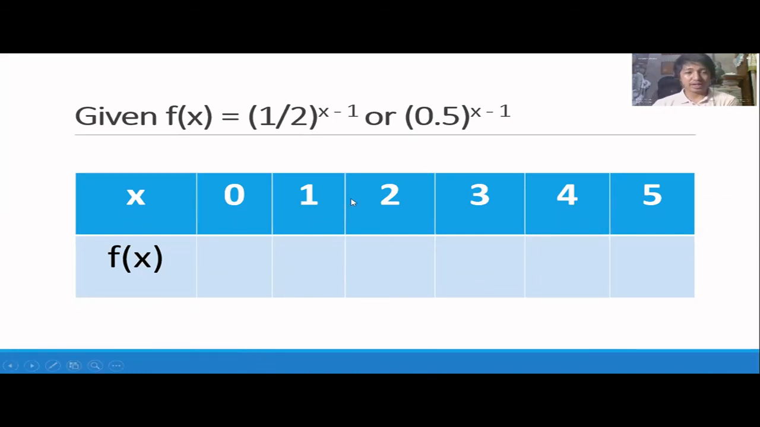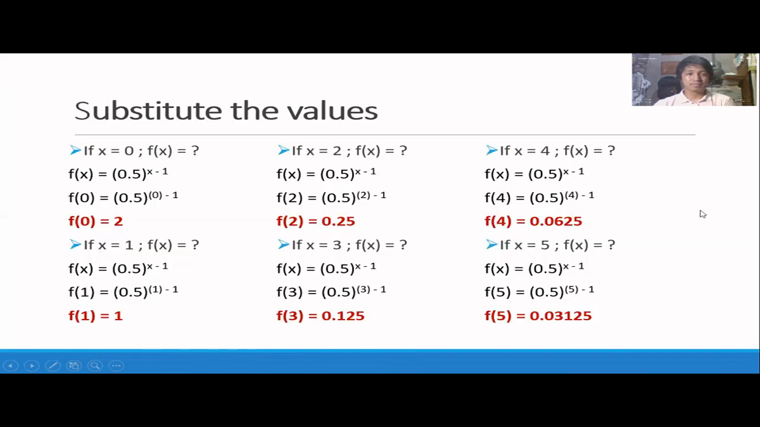So dito again, nag-assign ako ng values. So the same values, 0, 1, 2, 3, 4, 5. So paalala lang ulit, so values of x, any number will do as long as you follow the number line. Pwedeng mag-start ka sa -2, -1, 0, 1, 2, 3, so on and so forth. Okay, so I just use 0, 1, 2, 3, 4, 5. And then I substitute the values.